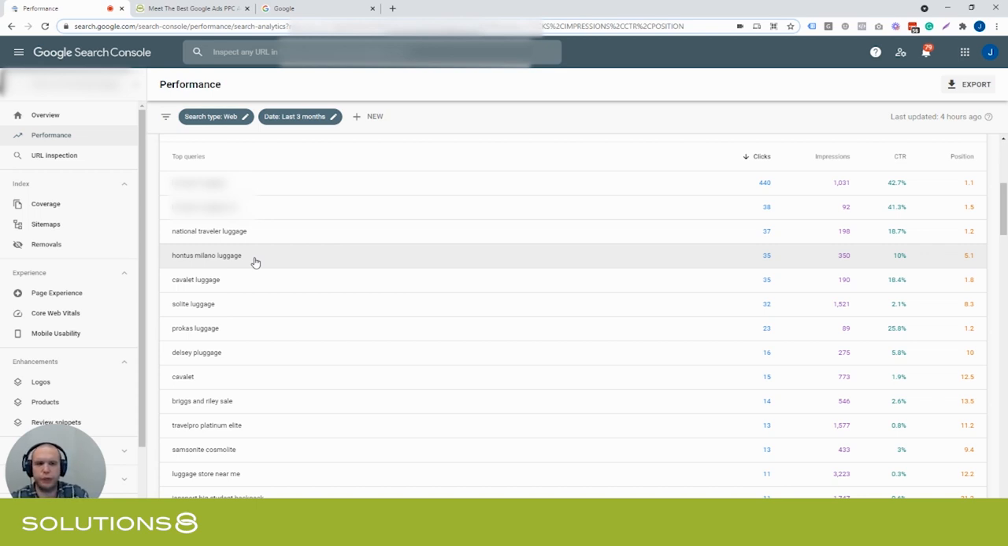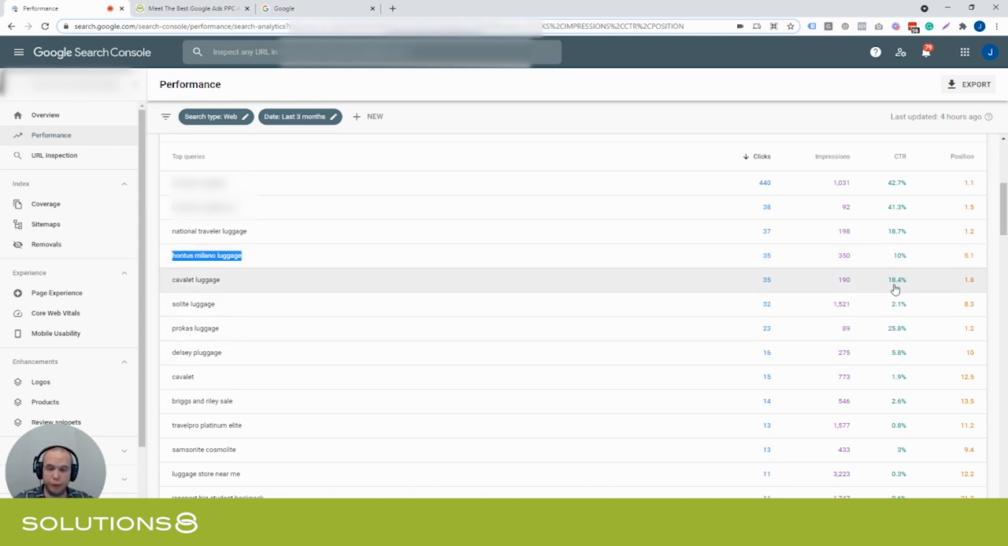But what if you showed up in position number 1 or 2? How would that change your results? Well, we don't know, because Google doesn't give us the results of your organic like they used to back in the good old days. But this is saying that if I'm getting a 10% click-through rate over the course of 3 months and I'm halfway down the page, they're bypassing a ton of other people. So this is one that I would look to test. I would add it to my keyword research and build an ad group for it, with an ad that sends right to the Hontis Milano section on the website. I would use that keyword in a broad sense and then identify how that ad group is performing. Let's continue. Wow, an 18.4% click-through rate on Cavalier luggage, but we're in position 1.8.